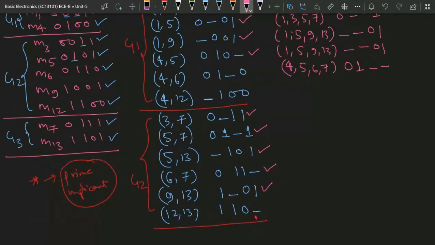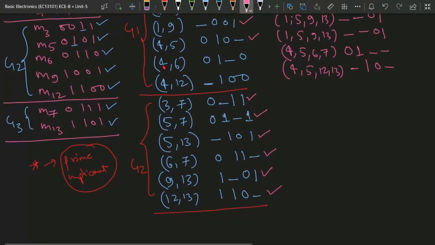Next, we will be comparing with the last one. 4 5 will be compared here. This is dash, this is 0, this is 1, this is 0. So it is also being paired. So 4 5 12 13 can be paired such that it comes out to be dash 1 0 dash after comparing. Okay.